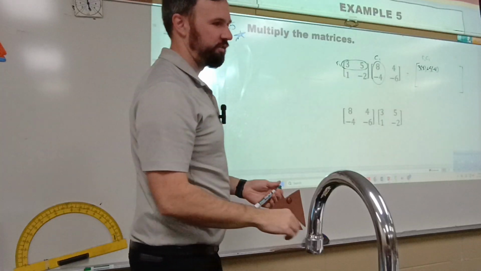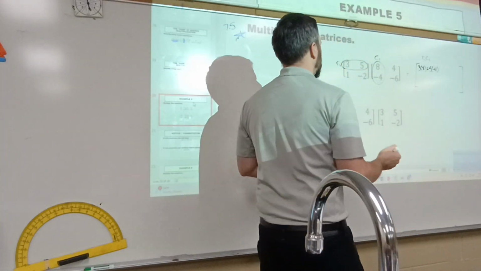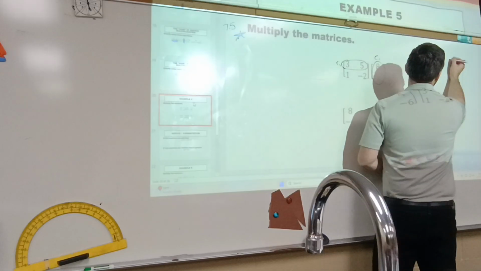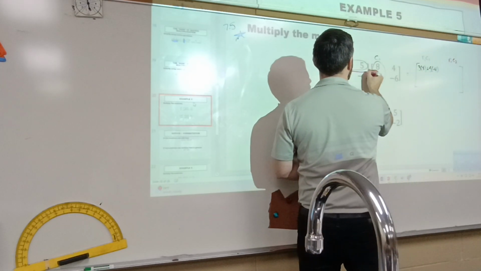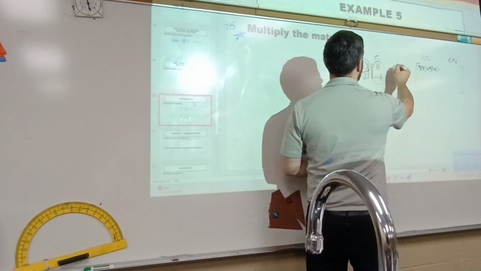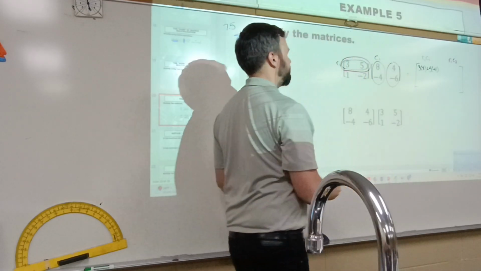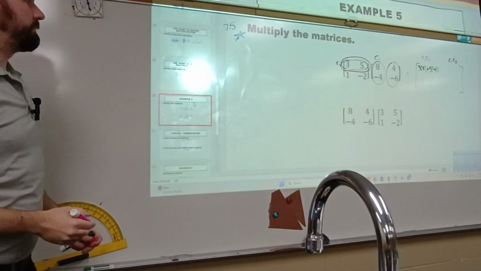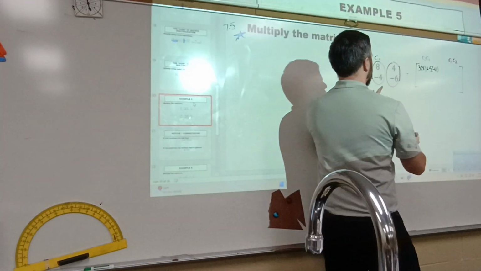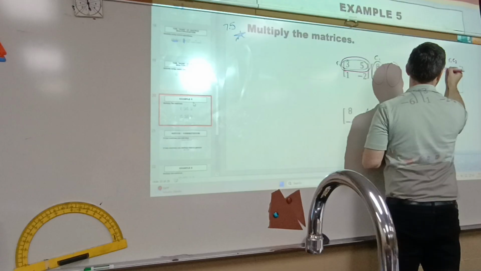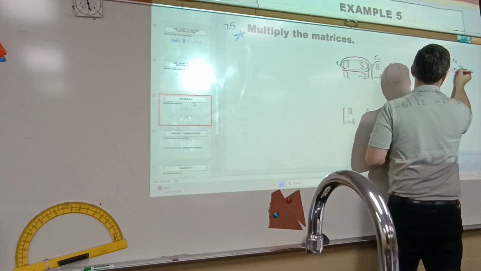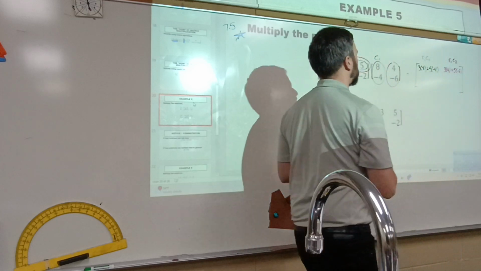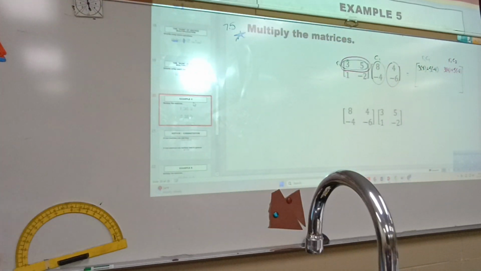I remember doing this back in the day. How am I going to find this row 1, column 2 then? I'm going to take my row 1 times column 2. Right? 3 times 4 plus 5 times negative 6. We'll simplify it next. I just want to show you, using colors and stuff, where I'm getting this from. Okay?